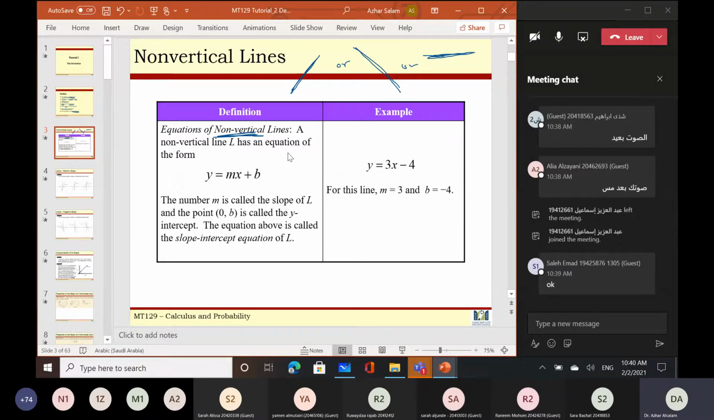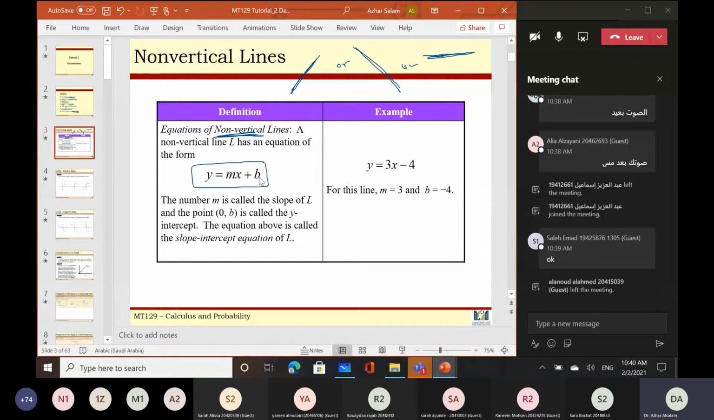An equation of a non-vertical line is y equals m multiplied by x plus b. This is the general equation of a line. M here, I call it the slope. Slope, okay? Slope of a line. M أسميها الميل للخط المستقيم. And b here is a constant, الحد الثابت, and I call it y-intercept.